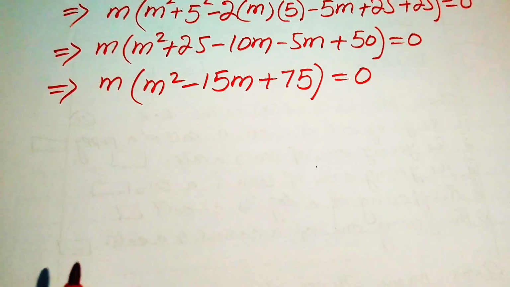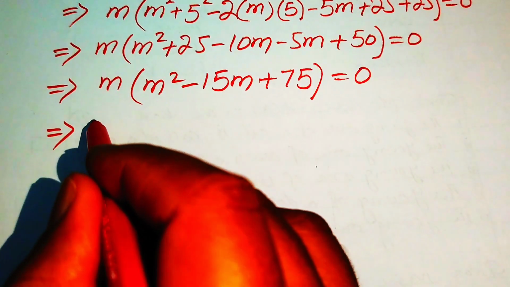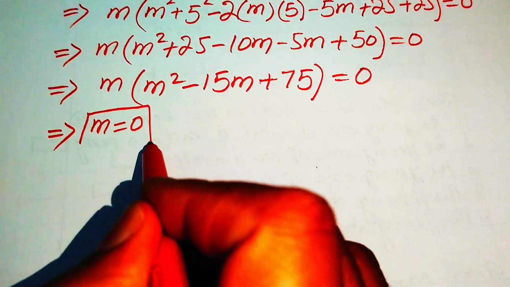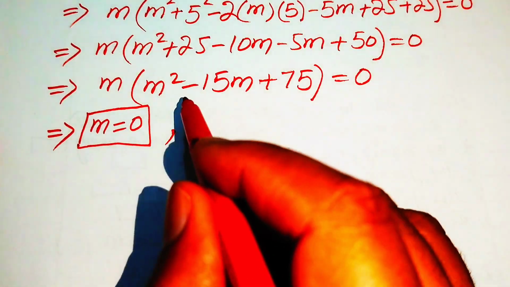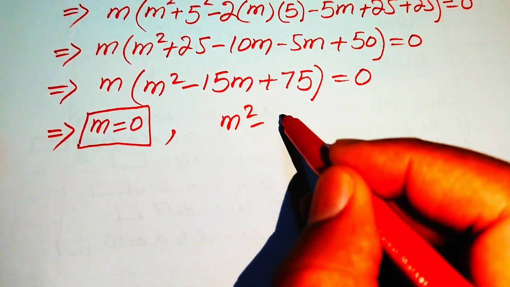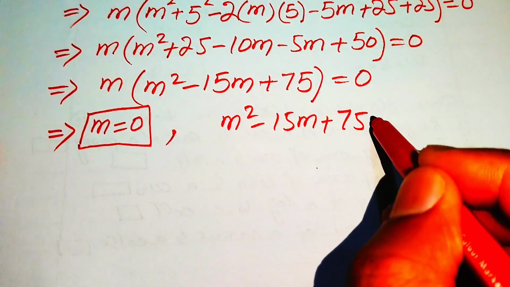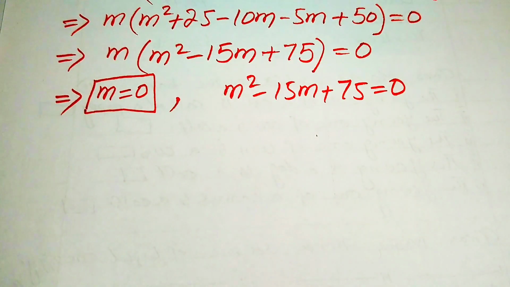So now in the next step, we convert this equation into two cases. Our first case is we write m = 0. So this is the first solution or first root of the given equation. And in the second case, we take this quadratic equation equal to 0 and we write m^2 - 15m + 75 = 0. So now we solve this quadratic equation.